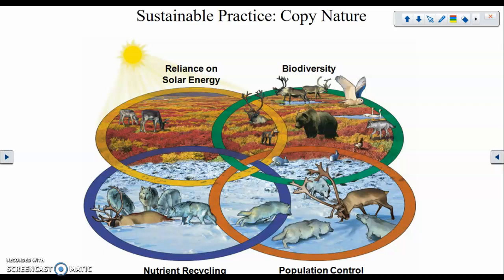So in sustainability, one of the key tenets, or in this case, the principles behind sustainability, is copying nature, right? So we do not need to reinvent what already works. The planet, as we know, has gone on for millions and billions of years, so we could just copy what nature does very effectively. So, reliance on solar energy.